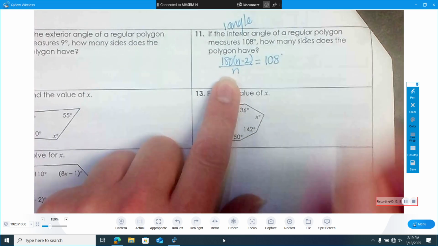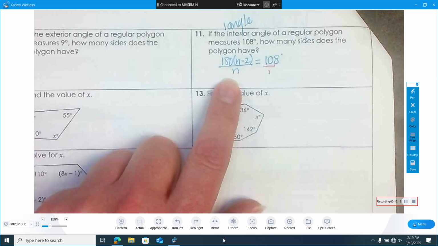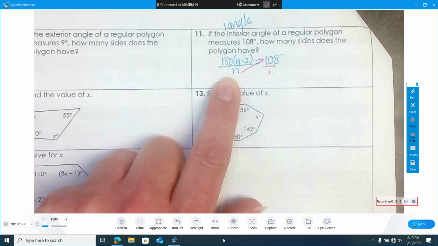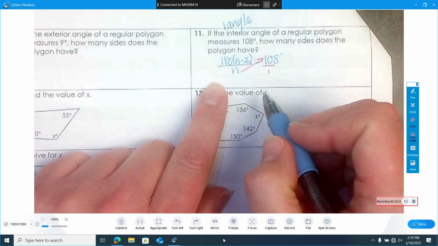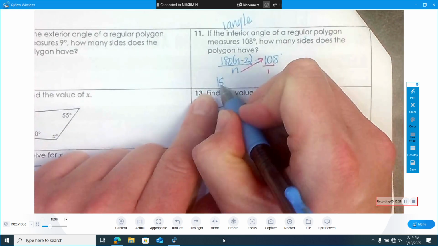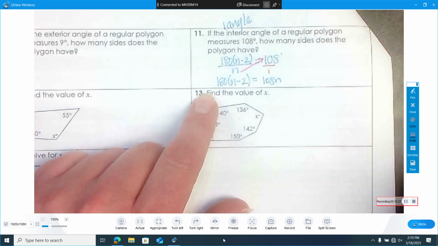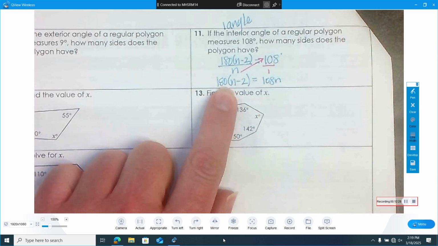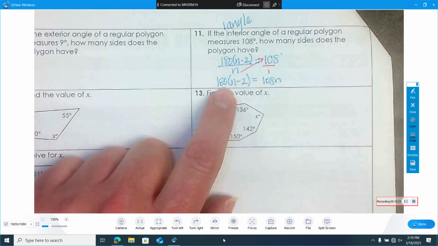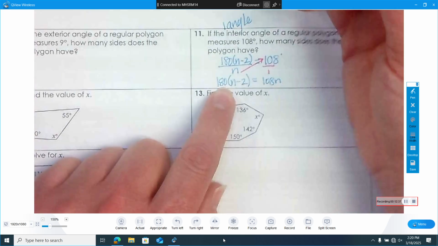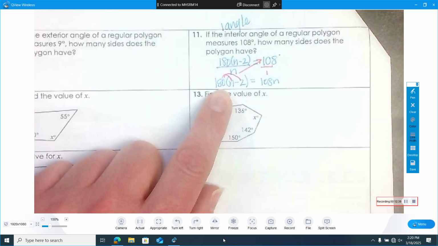So if I put this over a 1, how do we solve for n? Cross multiply. We're going to multiply that n to the other side. So I have 180 times n minus 2 equals 108n. What do you want to do next? Probably need to get rid of my parentheses. What should I do? Distribute. Yes, we're going to distribute.